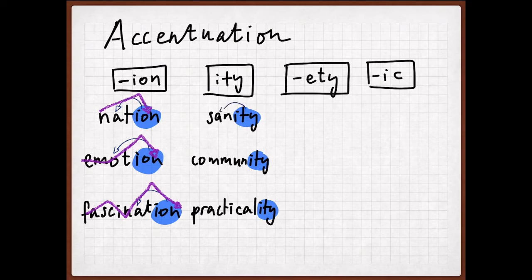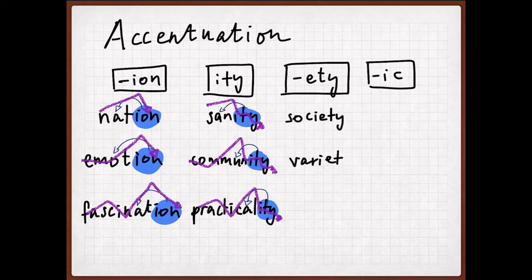And we could talk about primary stress in this case, because sometimes the words that we're talking about are quite long, particularly the last one. So that's why we find sanity, community, and practicality, where we have 2 accentuated syllables. What is correct for ITY is also true of ETY. So we can see some words with ETY, including society, or something like variety, or perhaps even anxiety, all of which finish with ETY.